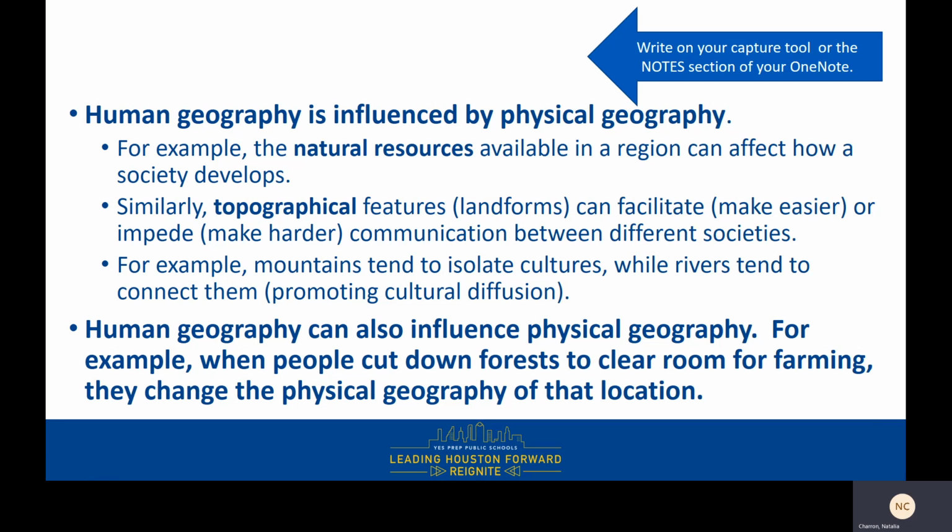Cultural diffusion is when cultures from one society spread to another. So rivers make that easier. Human geography can also influence physical geography. For example, when people cut down forests to clear room for farming, they have changed the physical geography of that location.